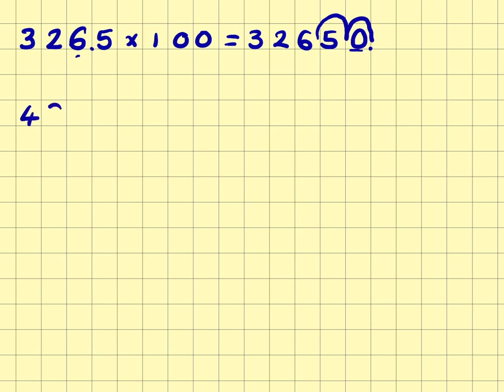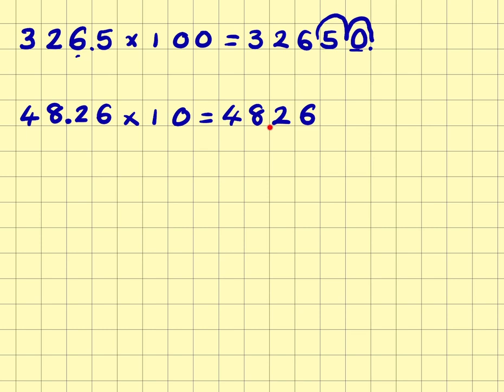Okay, let's try another one. So let's do 48.26 times by 10. Okay, so same thing as before. I'm going to write the 4, the 8, the 2 and the 6 onto this side of the equals sign. So 4, 8, 2, 6. I'm going to put my finger where that decimal is, which is here. I've been back, I've checked I'm multiplying, and it's by 10.